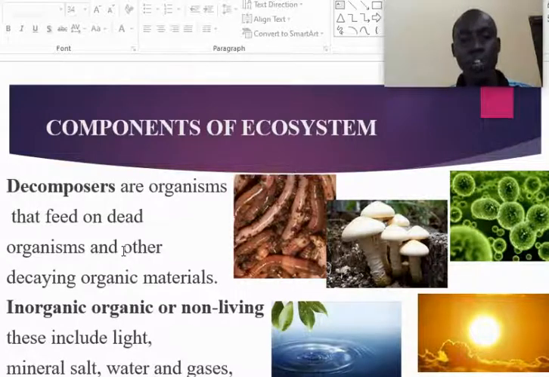Now, another component of the ecosystem is the inorganic or non-living component. These components we refer to as the water, the sunlight, the mineral salts, and gases that are present in that ecosystem, which plants use for nourishment, and other organisms also depend on them for nourishment.